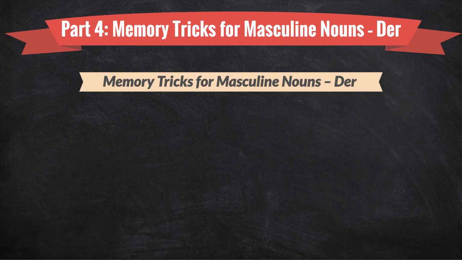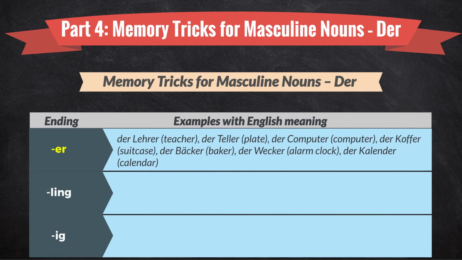Memory tricks for masculine nouns. Der. Masculine nouns in German often end with certain common endings. One of the most frequent endings is -er. For example, der Lehrer means teacher. Der Teller means plate, and der Computer means computer.